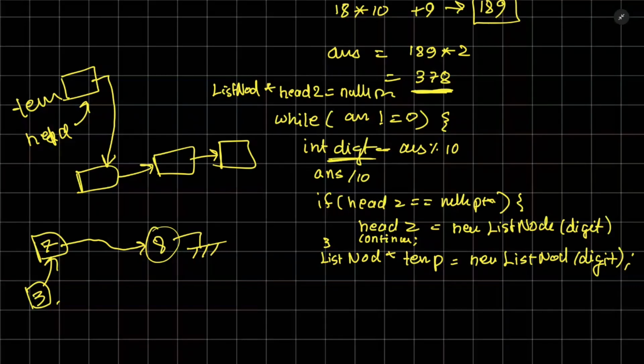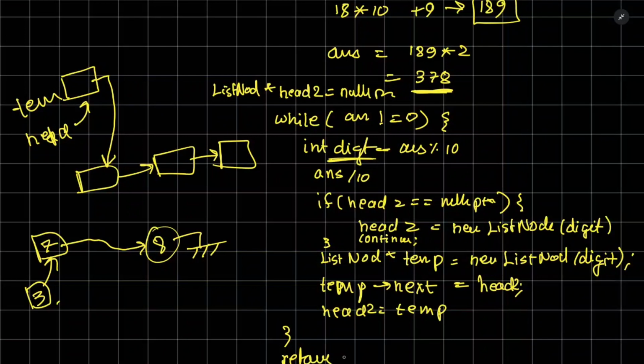So now what we have to do here is we have temp, so our temp next equals our head, and now our head is equal to temp. That should be head 2, because head was the head pointer of the original linked list. So we have named it head 2, and finally after this while loop we will just return head 2. So that was the first approach.